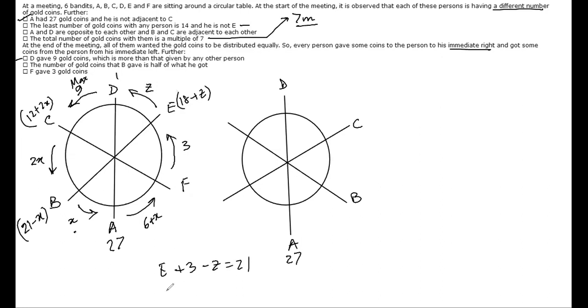And finally D. D got Z, gave away 9, and is at 21. That means D's value is 30 minus Z, okay? So I have got everything in terms of two variables, X and Z. I could have taken Y, but anyways. So any doubts still here? No, sir.